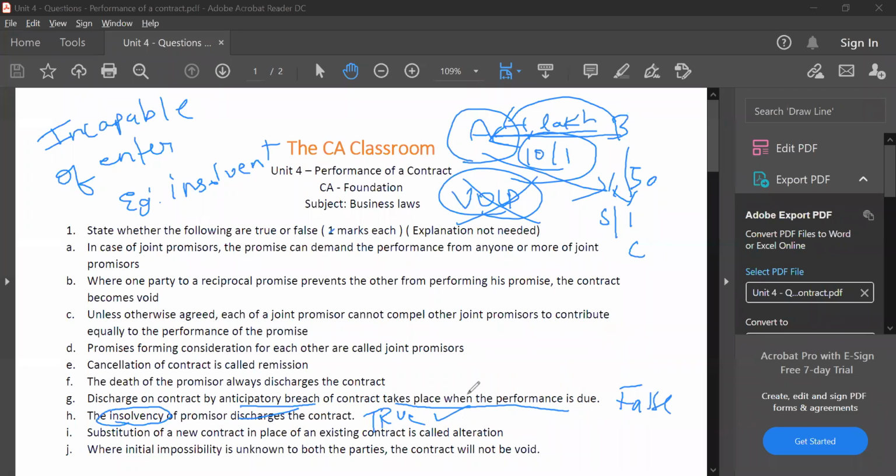Substitution of a new contract in the place of an existing contract is called alteration. False. It is called novation. The existing contract being replaced by another contract is called novation of a contract, not alteration. Therefore, the answer is false. Last one.